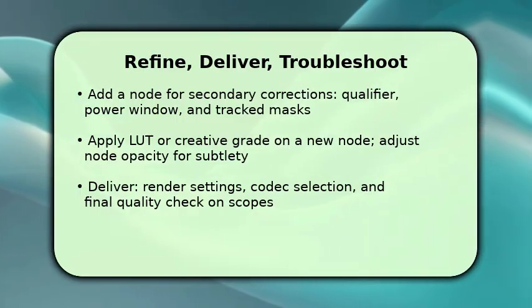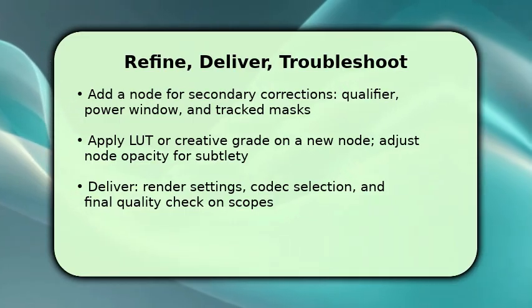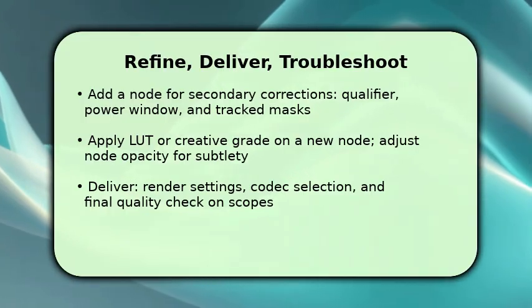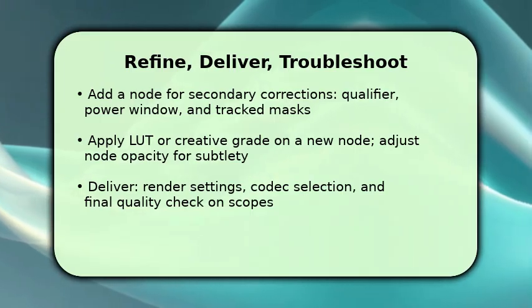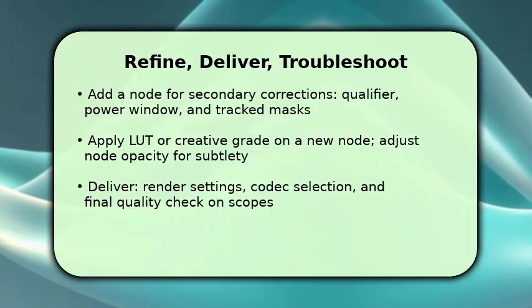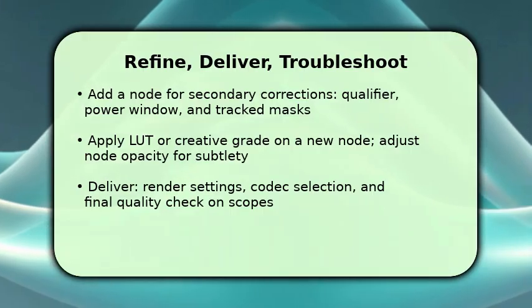Once corrected, place a LUT or stylized grade on its own node and reduce node opacity if the effect feels strong. This keeps control and avoids crushed details. Finally, render with the right codec and verify scopes one last time. If colors look off after export, check color management and timeline versus delivery color space as your key troubleshooting tip.